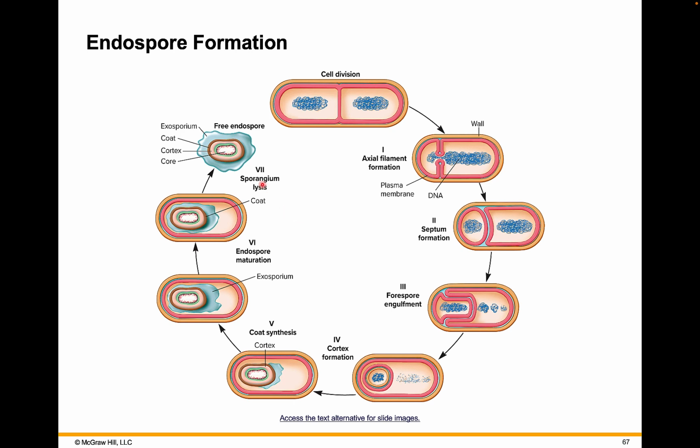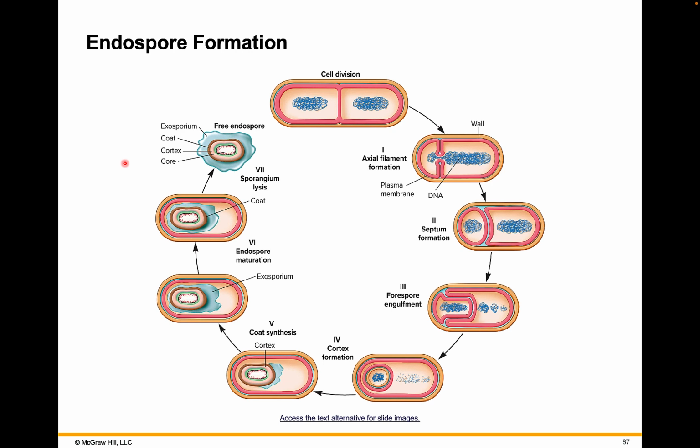And what happens is that the sporangium, which made the endospore, lyses. So the cell that produced it gets destroyed, and the free endospore goes into the environment. Many bacteria produce these endospores. One group is the anaerobic bacteria Clostridium. For example, Clostridium botulinum causes botulism, one of the deadliest toxins known to man, and causes gastrointestinal disorder, food poisoning.